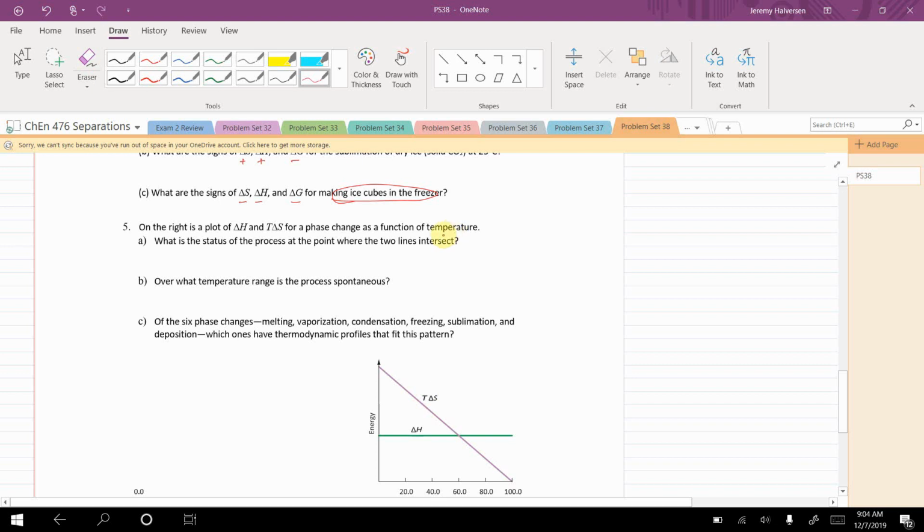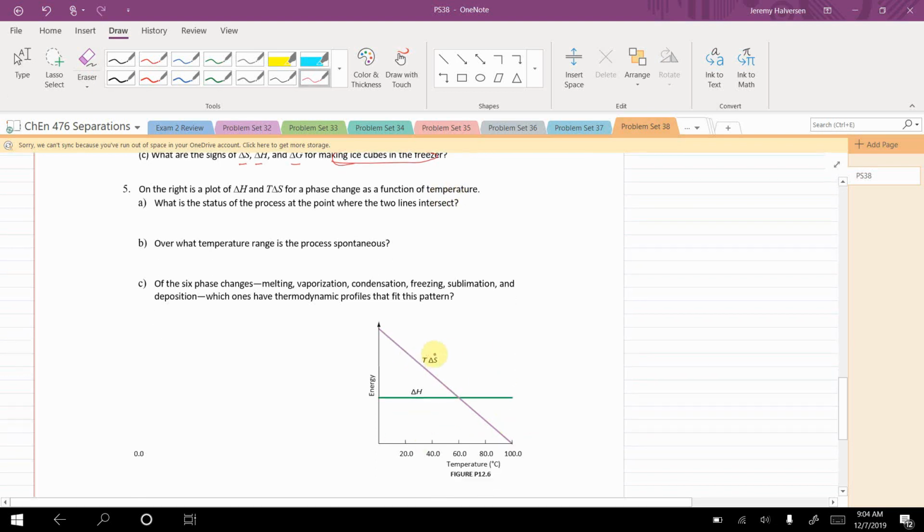So, and what does this tell you? This is saying that as temperature increases, my T delta S term is getting smaller and smaller and smaller. Well, that must mean that my entropy for whatever process this is must be negative, so that when T gets big, my thing in general gets smaller.